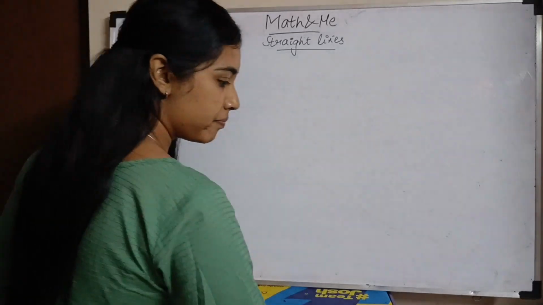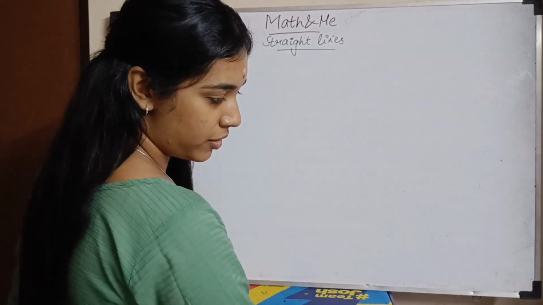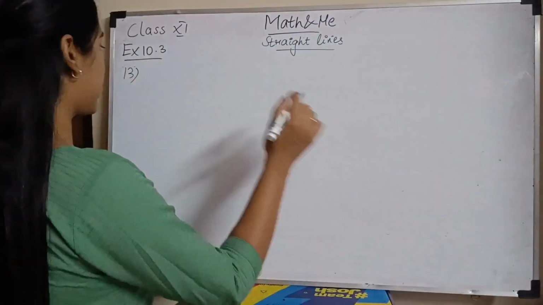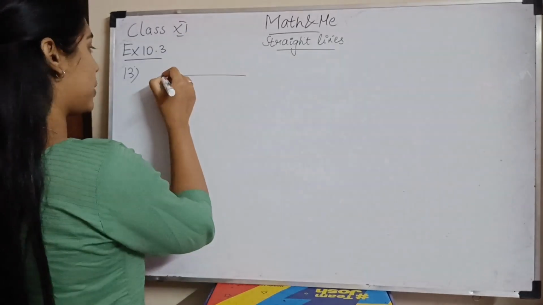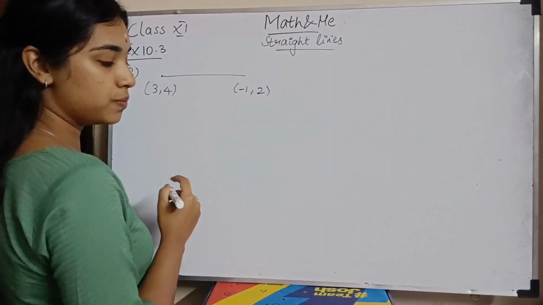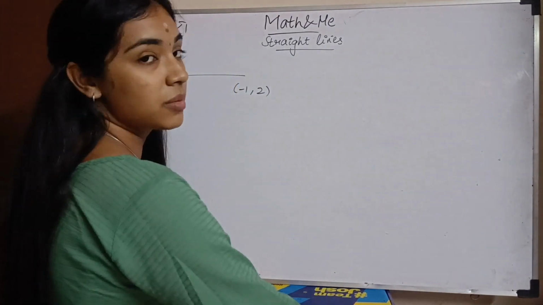Question number 13. Find the equation of the right bisector of the line segment joining the points (3, 4) and (-1, 2). So you have 2 points (3, 4) and (-1, 2). Find the equation of the right bisector.